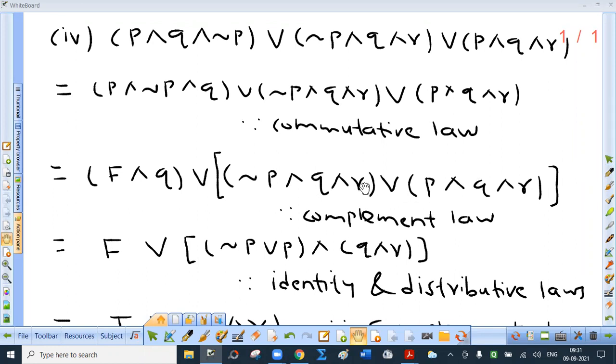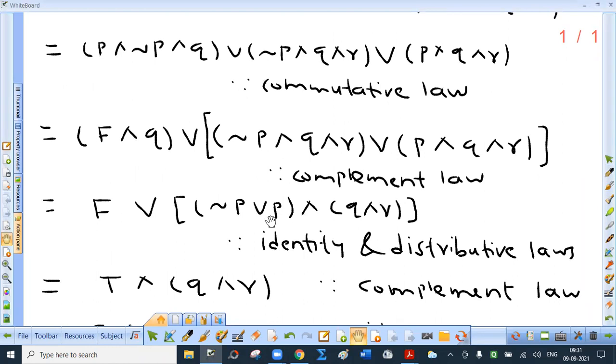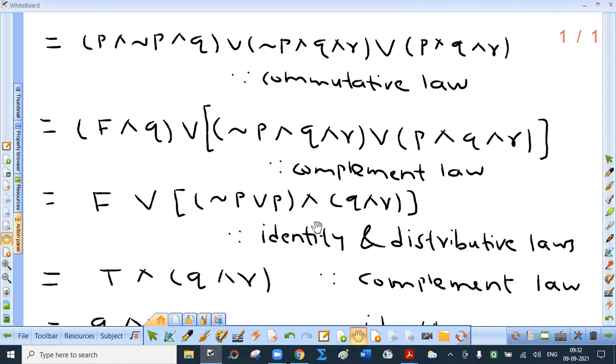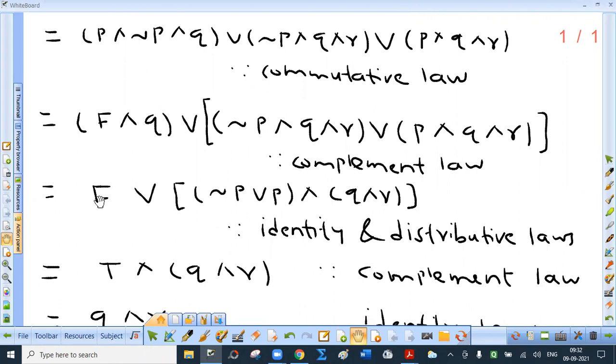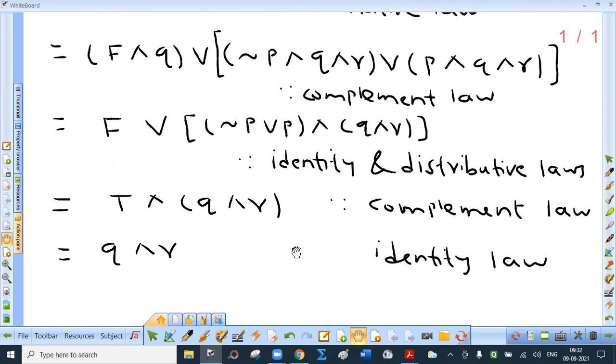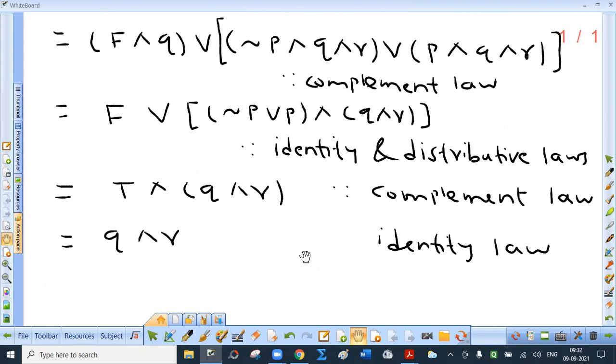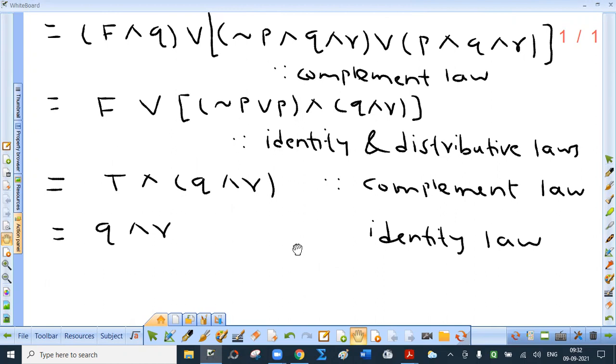But in the same step, see, I have put these two in bracket. Now in both Q and R is present. Here not P, here P. So by distributive law, I can write this as (not P or P) and Q and R. Actually, I have omitted one step. False or this is this. But here, what is not P or P? It is nothing but true. Reason, complement law. Now, what is true and Q and R? It is simply Q and R. Reason, identity law. This means only two switches are required.